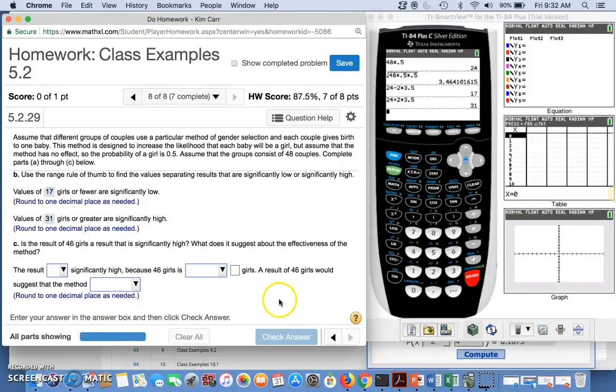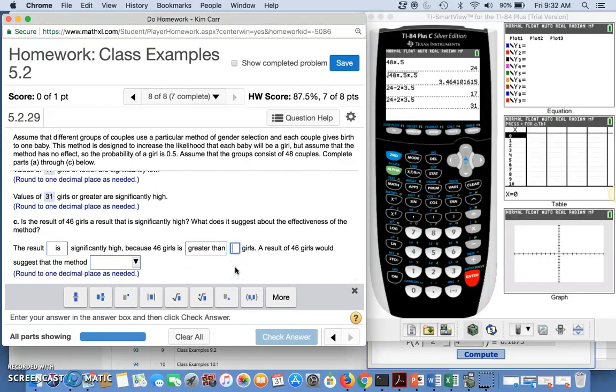What were the results? There were 46 girls as the result. Was that significantly high? Isn't 46 greater than 31? It is significantly high because 46 girls is greater than your maximum of 31. A result of 46 girls would suggest the method is effective.